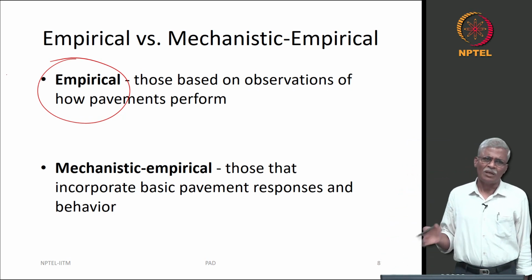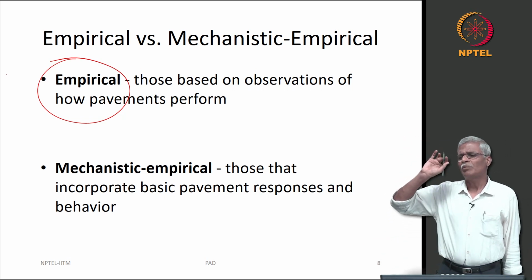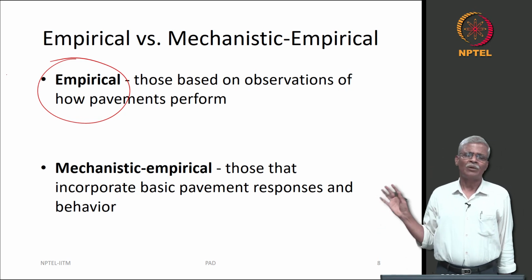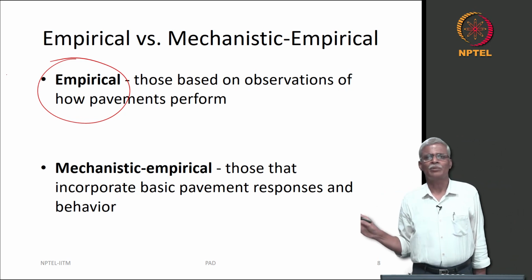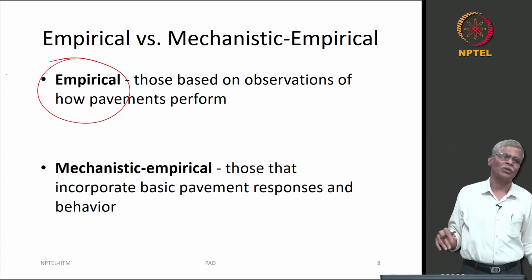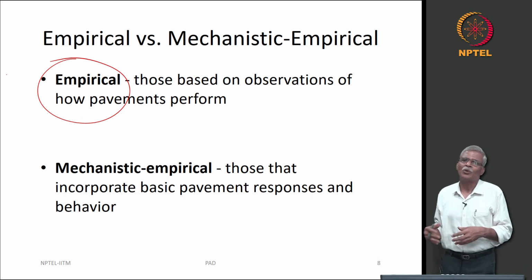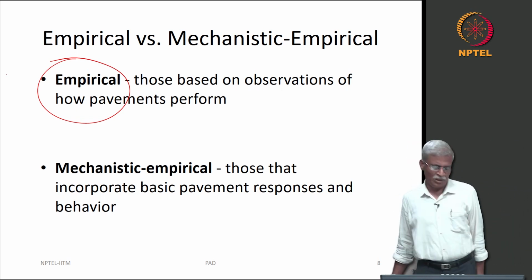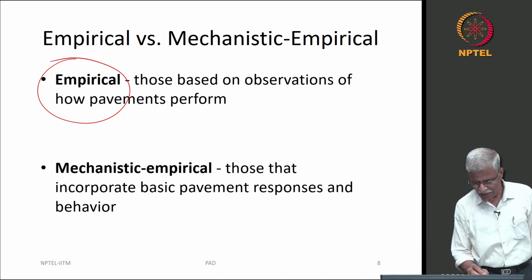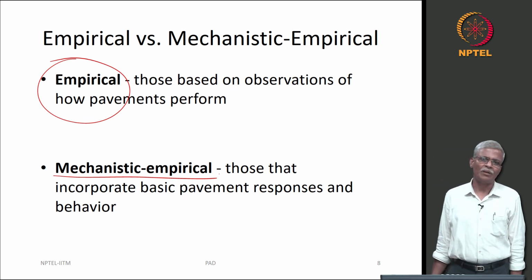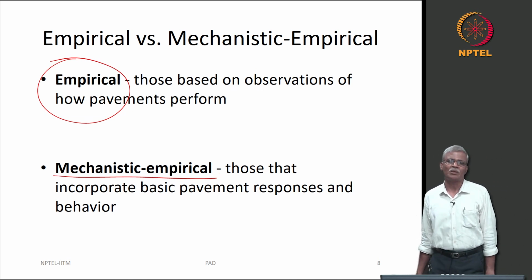You can basically say 40 mm BC, 100 mm DBM, 250 mm granular base, 250 mm another granular sub base, and it should last for 5 years. So, if it was so simple and straightforward, we do not need to have this comprehensive course, but that is not how it is. So, what is mechanistic empirical is those that incorporate basic pavement responses and behavior.